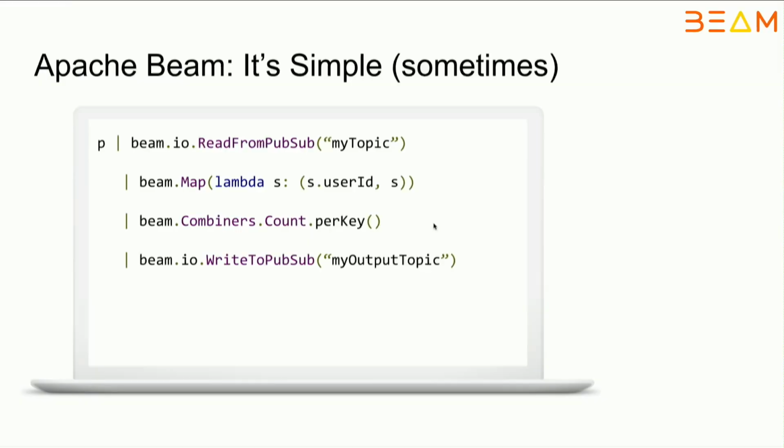So, let's start with Beam. We all know Beam is a very simple API to use, at least sometimes, if you're doing very basic things. For example, let's say I'm reading from PubSub or from Kafka, and I want to count how many events there are per user. Well, I can just read from PubSub, map it to a key value pair, do count per key, and write it back out. In reality, you would probably also want a windowing statement up there if you're reading from an unbounded source.